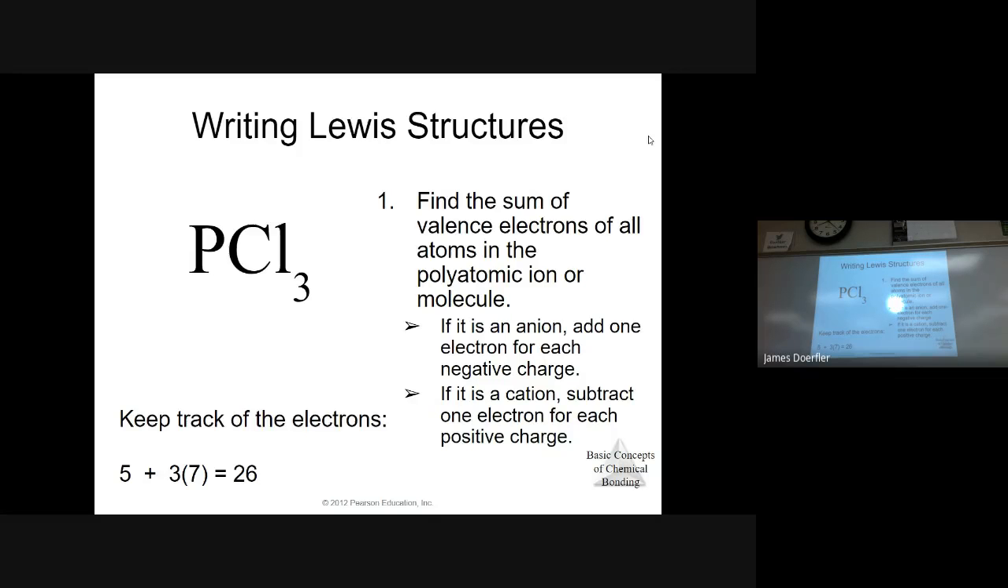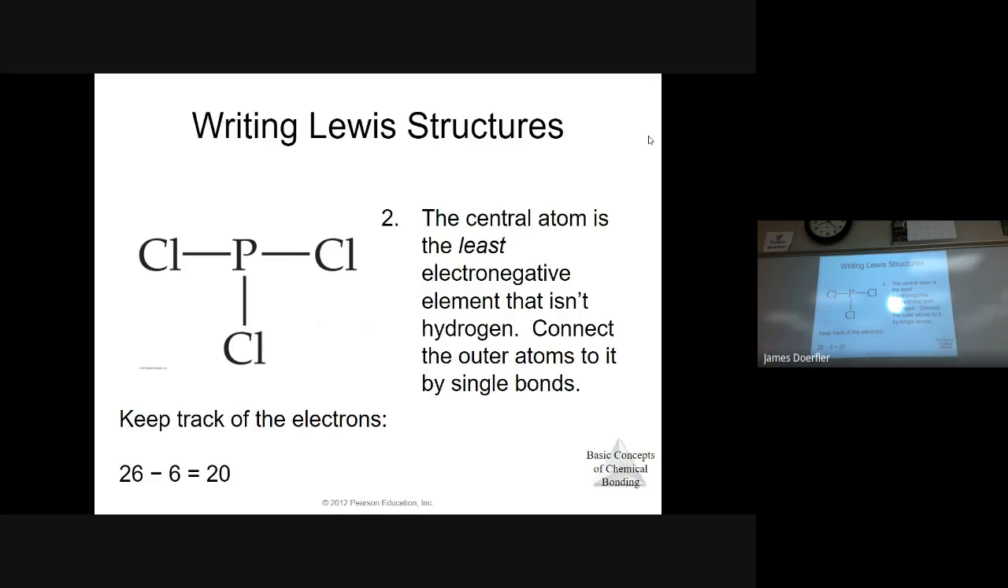Okay? So after you found the sum, we go on step 2. We use the trends or the notion of electronegativity. So the central atom, since we have multiple atoms, or we have more than 2 atoms coming together, we have to identify who will be the central player here. And that central player will be the one that is least electronegative out of all the elements present.